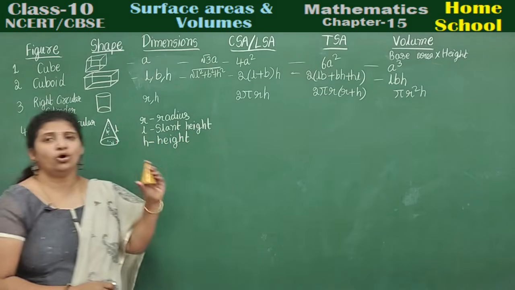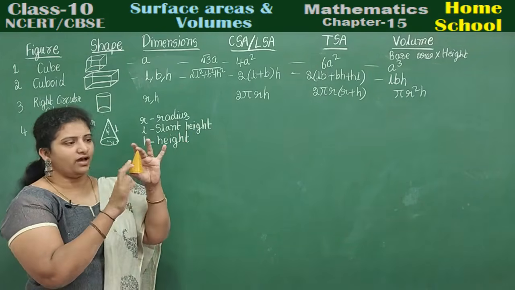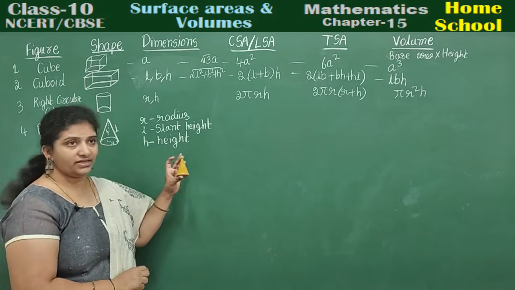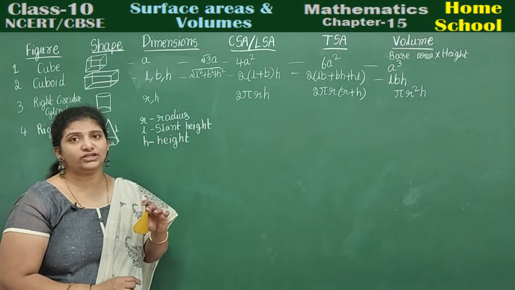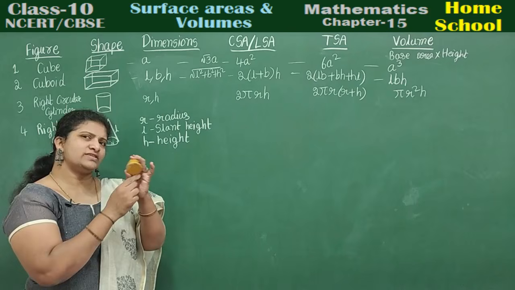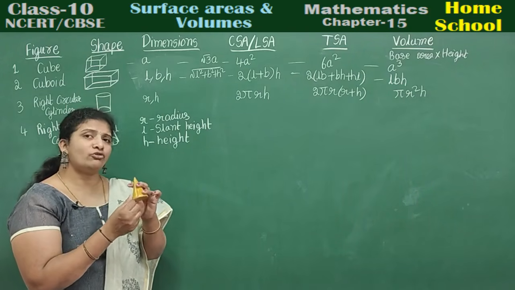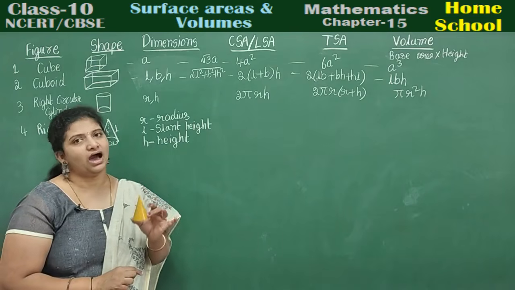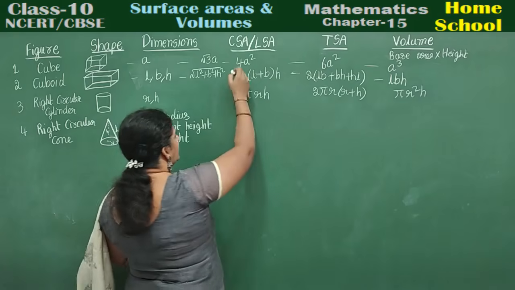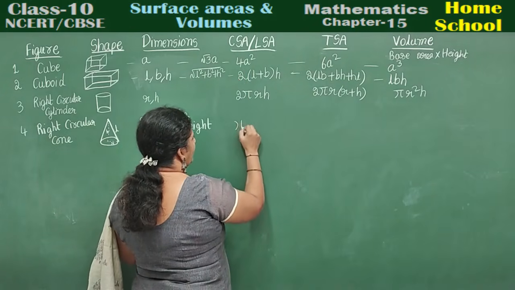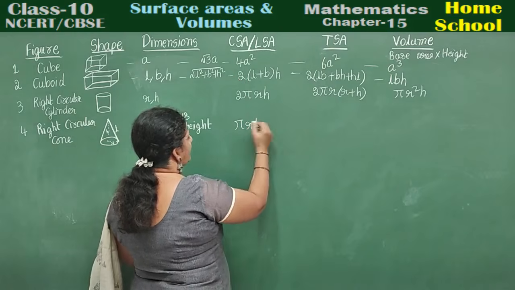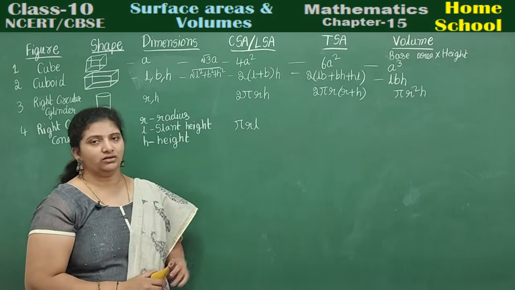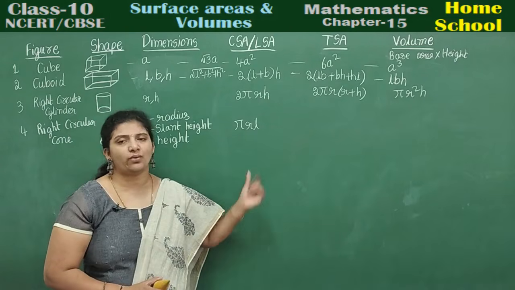Now, in this cone, what is the curved surface area? This is the curved surface area, right? We have to find the curved surface area. It is half of the circumference into slant height. What is the circumference of a circle? 2 pi r. Half of 2 pi r will be pi r. Pi r into slant height, that will be pi r l. So write here, curved surface area of a cone, pi r l. You can remember it as half of the circumference into slant height, or directly you can say pi r l square units.